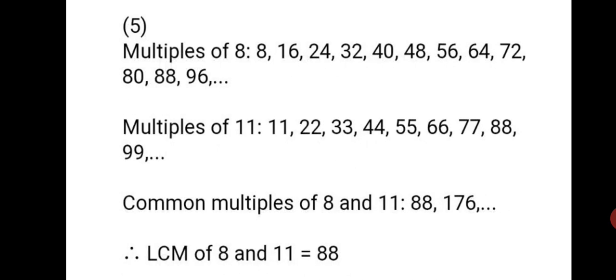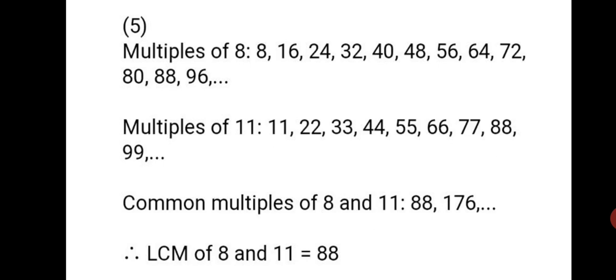Fifth sum. Multiples of 8 and multiples of 11. We write them down. Then write the common multiples of 8 and 11, which are 88, 176, and so on. Even if you don't write 176, okay, because 88 is our answer. Therefore, LCM of 8 and 11 is equal to 88. So, our target will be to find the lowest common multiple, and you can stop once you get the lowest common multiple.